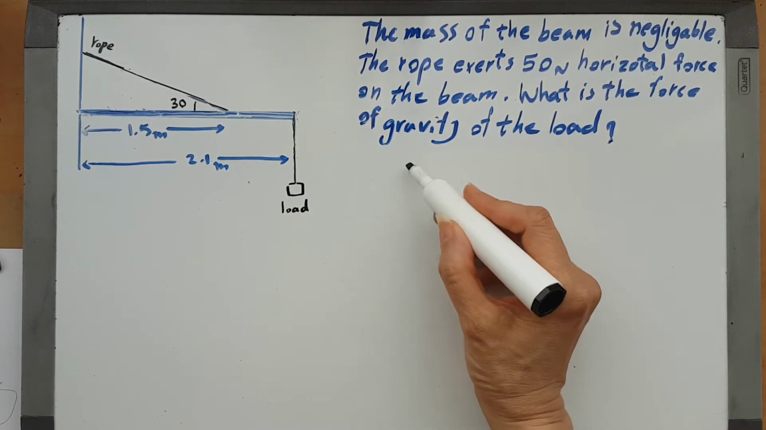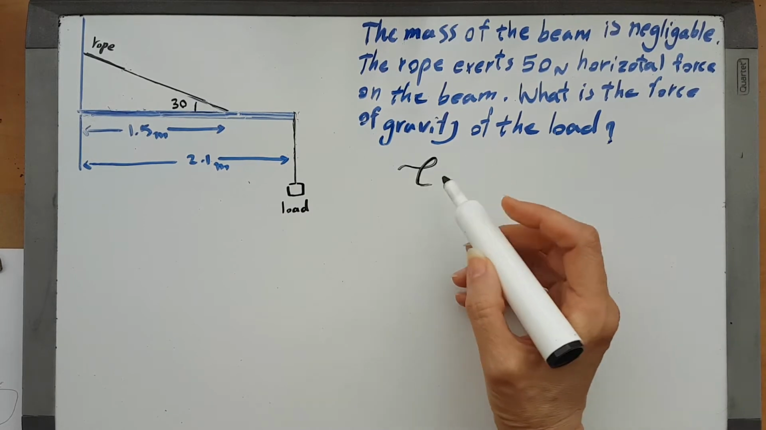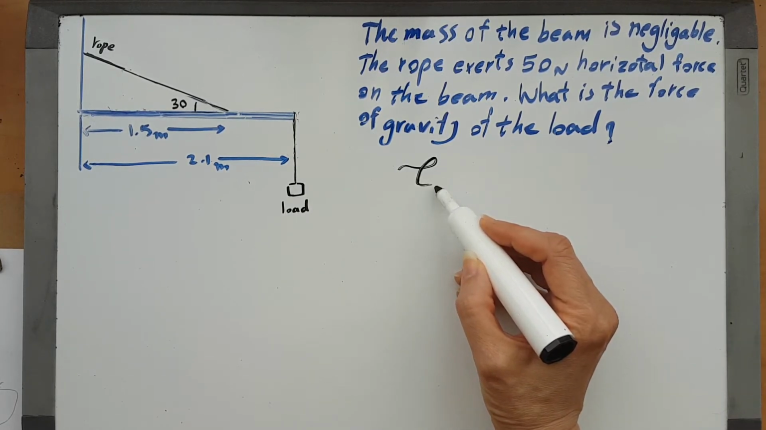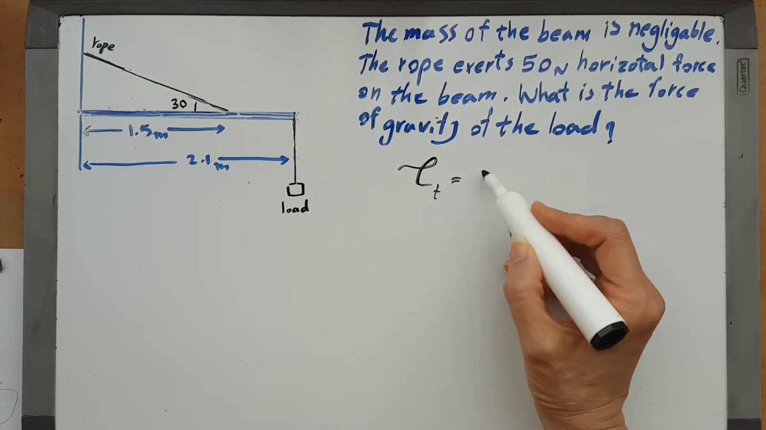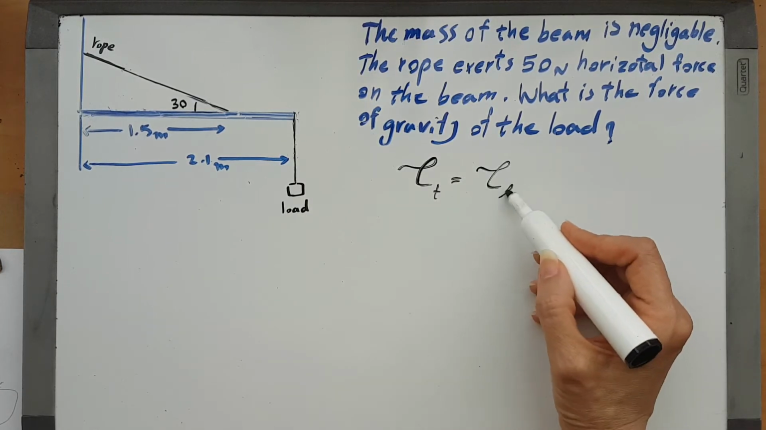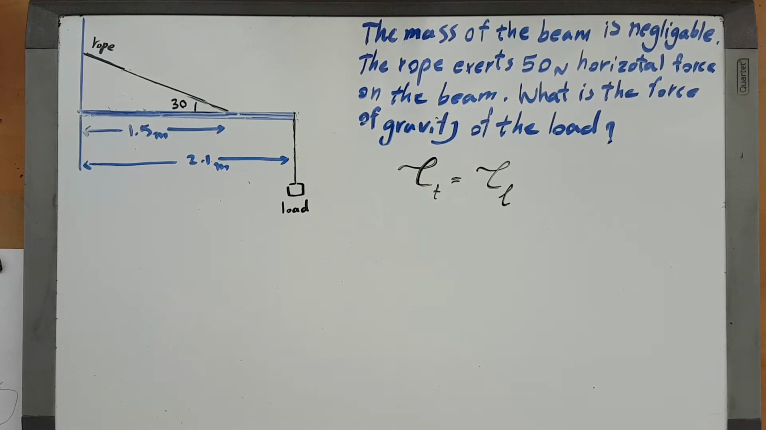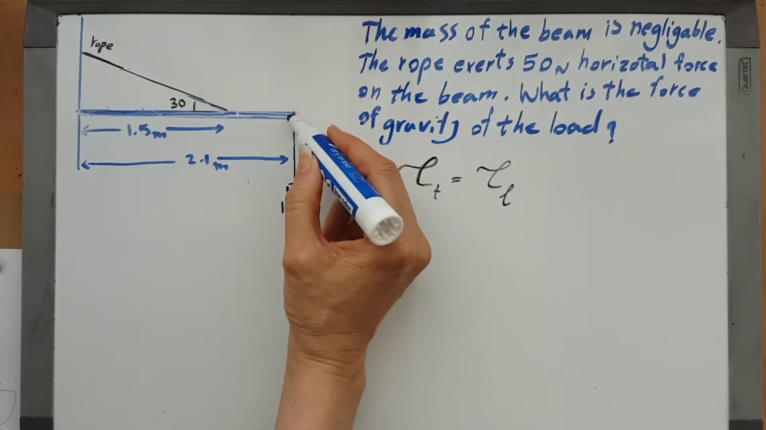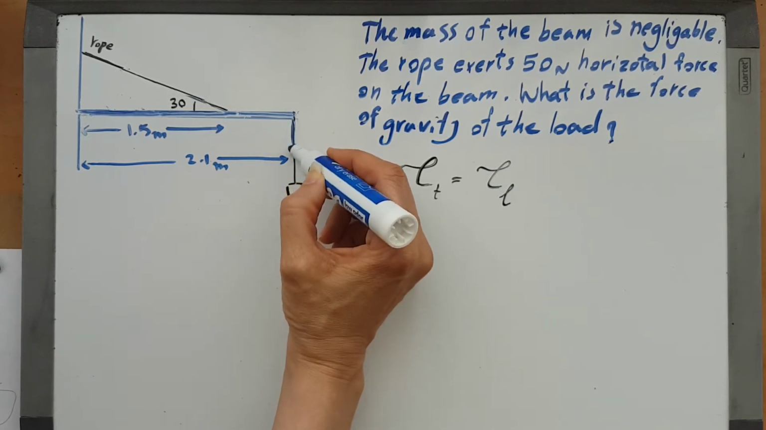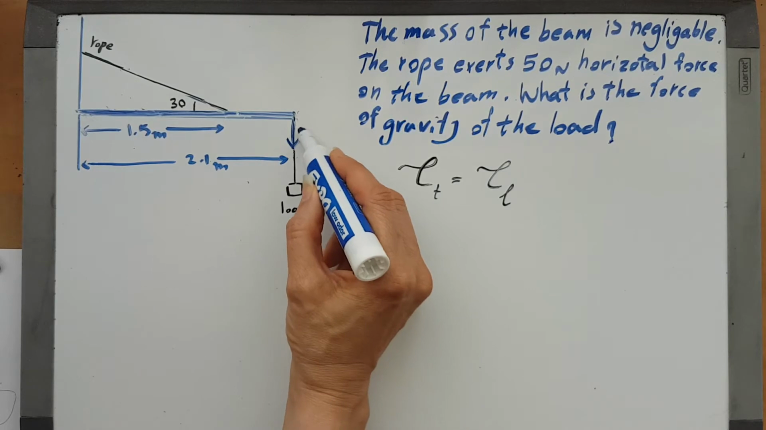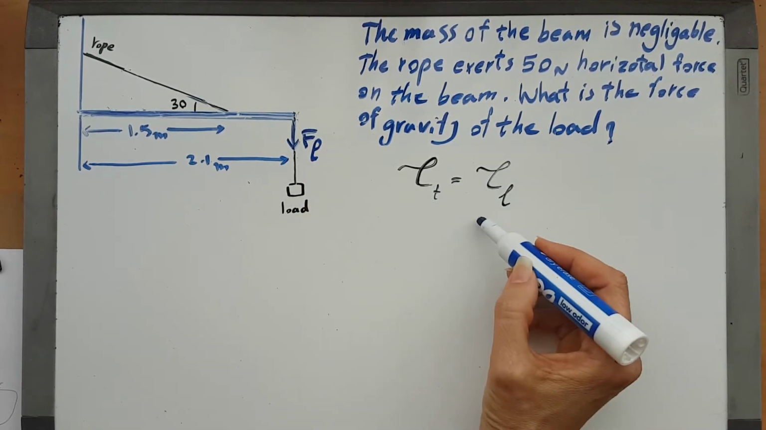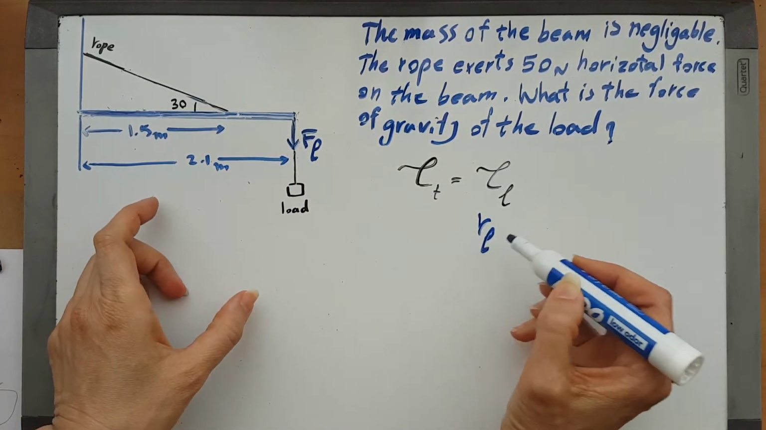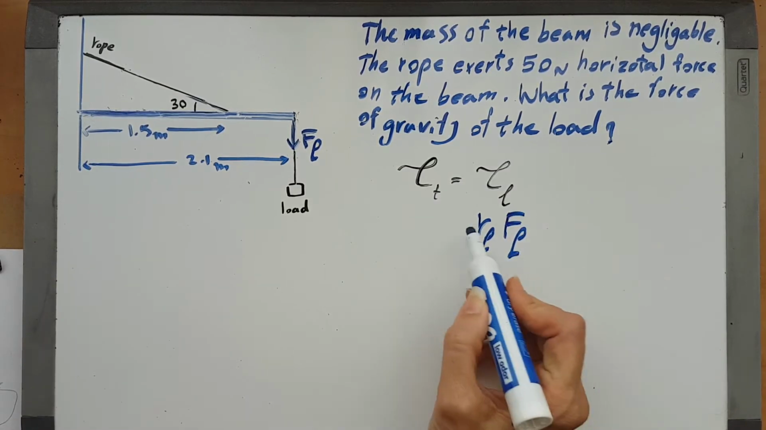So the torque of this tension must equal the torque applied by this load. I call it the torque of the load. So the forces that I am dealing with, of course, one of them is this force, which is actually like this. This is the F of the load. I have the R of the load, and I am looking for F of the load.